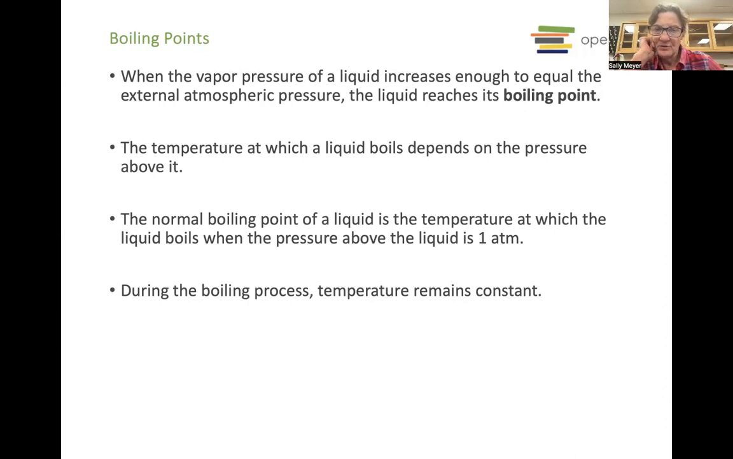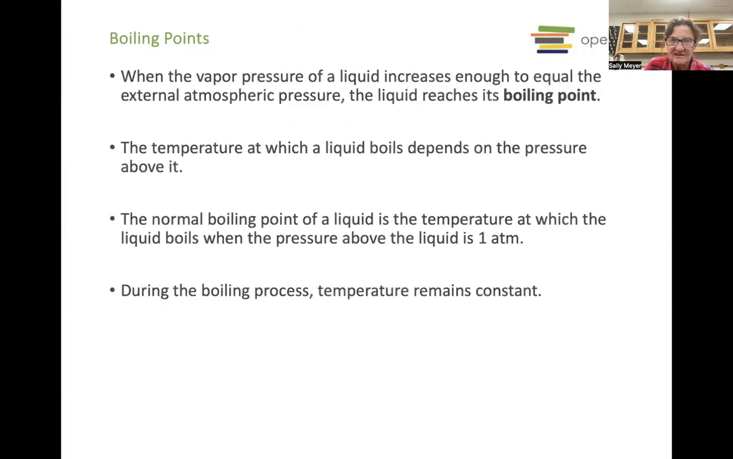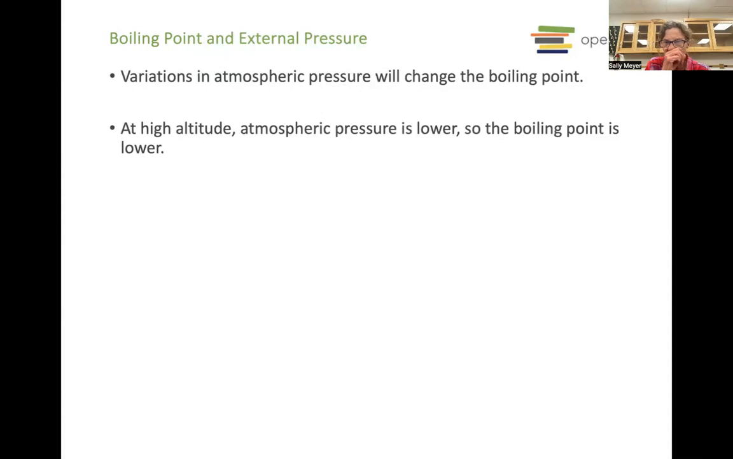So the normal boiling point of a liquid is the temperature at which the liquid boils when the pressure above the liquid is 1 atm. So for water, that's 100 degrees. And that's just a definition, what it means to say the normal boiling point. And during the boiling process, temperature remains constant. So we'll think about that. So variations in atmospheric pressure will change the boiling point. We basically just said that in this slide. So at high altitude, atmospheric pressure is lower, so the boiling point is lower.